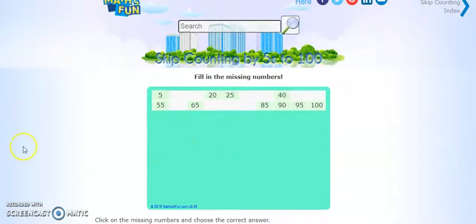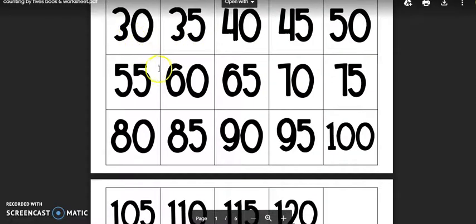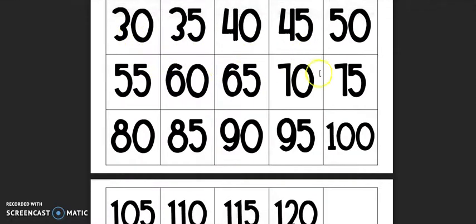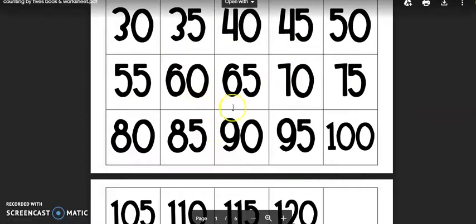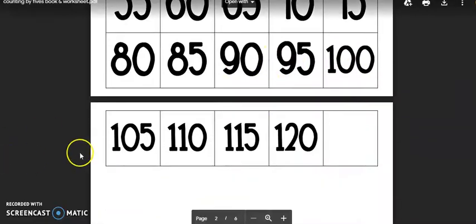Alright everyone, so that was just the quick lesson for today. Just practice counting your numbers. So I'll let you go ahead and practice now. We're going to go ahead and count by 5s. Ready? And just for extra practice, go ahead and count after 100.